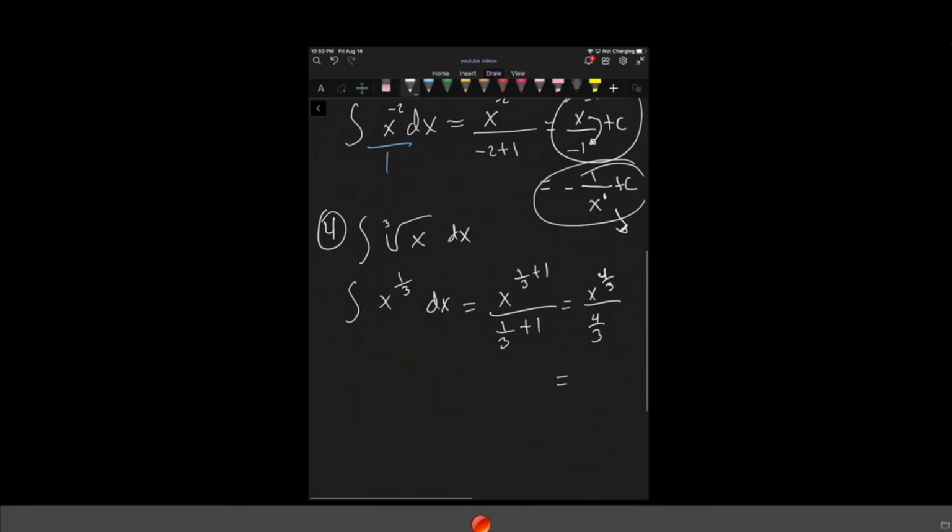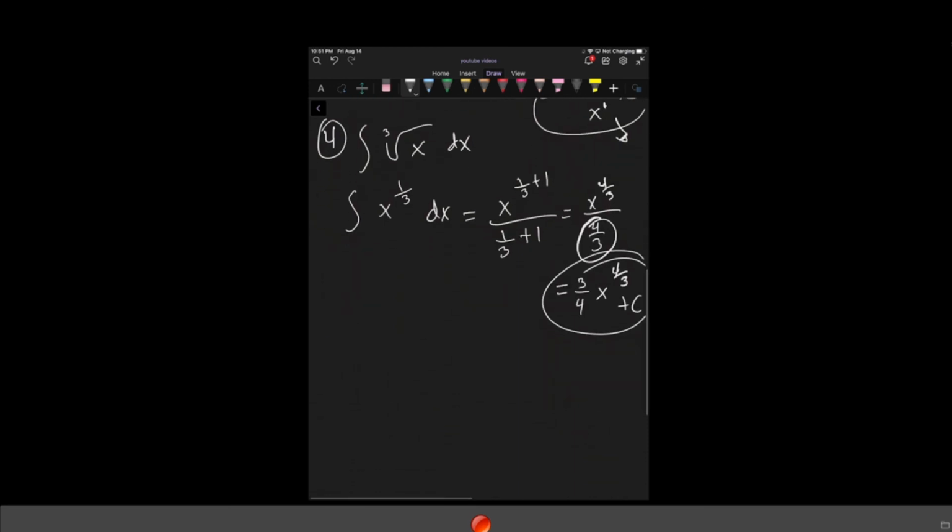In order to simplify this, we just have to invert the number in the denominator. So to flip it, it's just 3/4 x raised to the 4/3, and that's it, plus c, and this is our answer. Right, let's do another example, number 5.